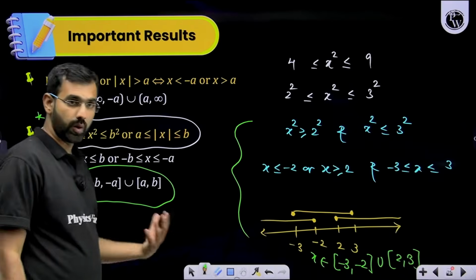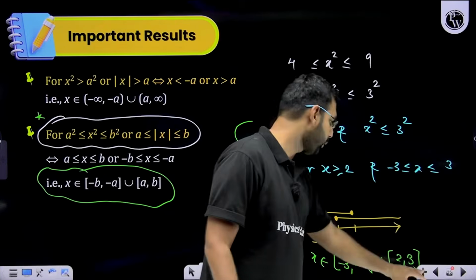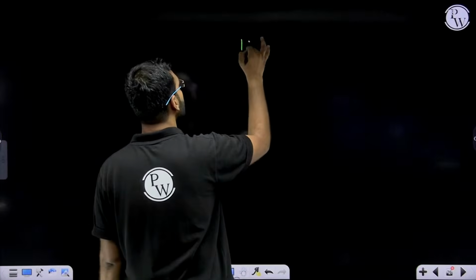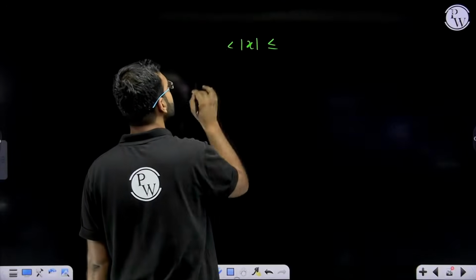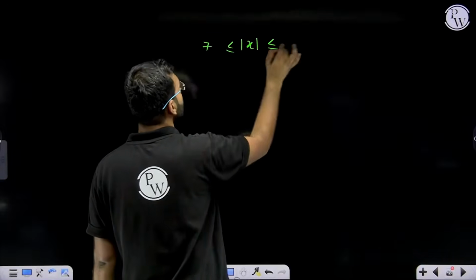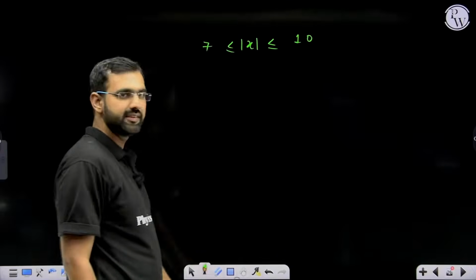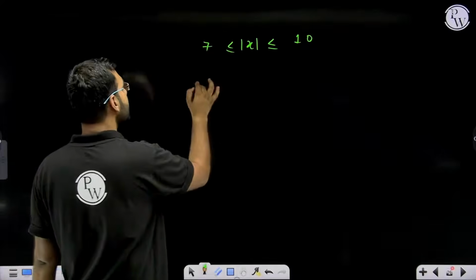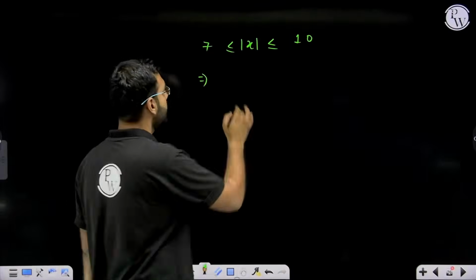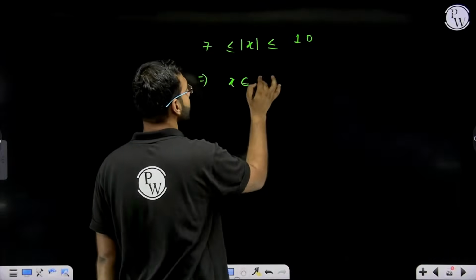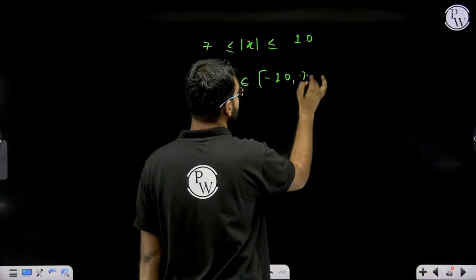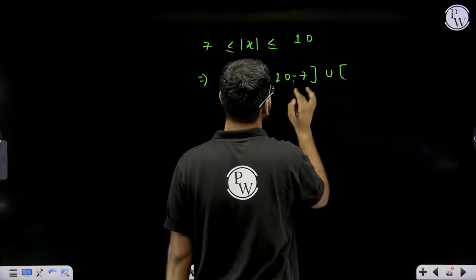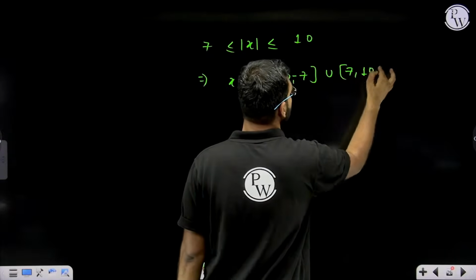It has one more modulus version as well. What is that modulus version? Let's say if I'm told that mod x lies between 7 to 10. Then remember, you can directly write the same conclusion that x will belong to all the values from minus 10 to minus 7 union 7 to 10.